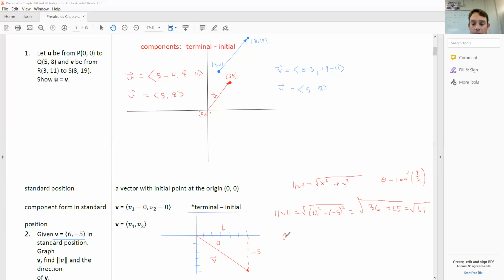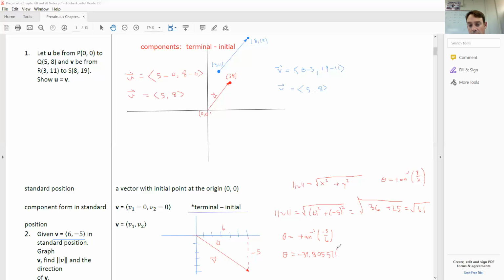Now, when I do my theta, I know that this is going to be giving me an arctangent value. So I know it's going to be a negative value they're going to give me because it's down here in quadrant 4. So we have -5 over 6. So my angle that they're going to give me, when I plug this into my calculator, I end up with -39.805571.